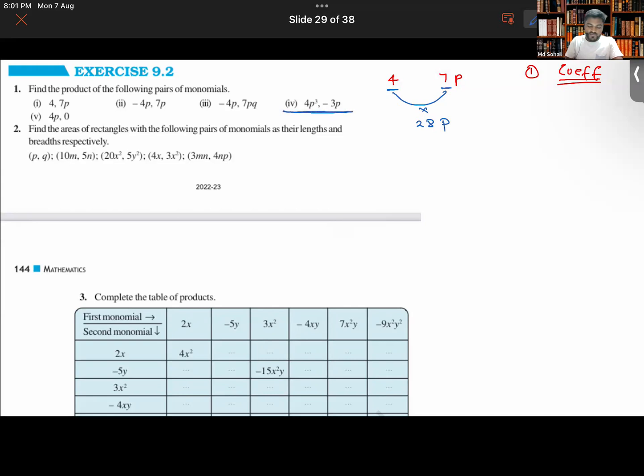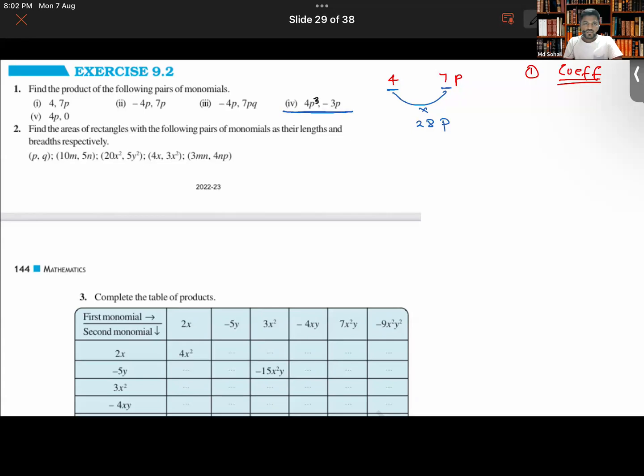Question number 4 of the first one. Okay, sir. It's 4p cube. If it's not visible, it's a cube. Sir, shall we write it in the chat box? Yes, you guys can write it in the chat box. But if you were to write this cube sign, that will take time, so whoever solves it first, just give me the answer.